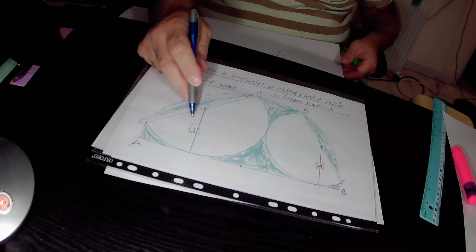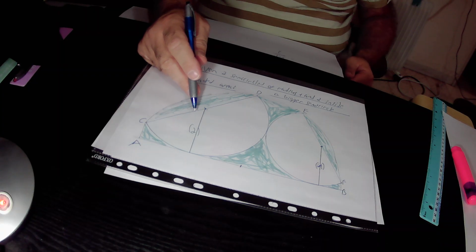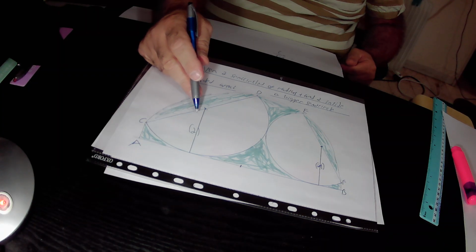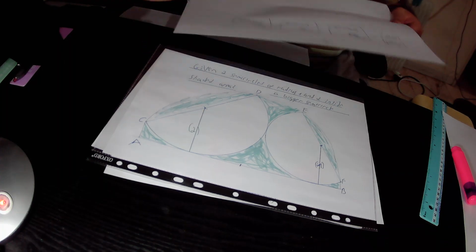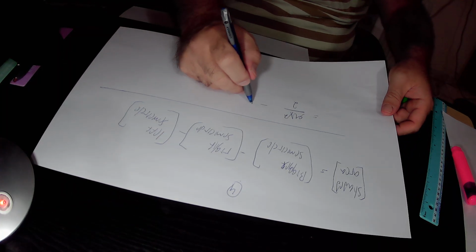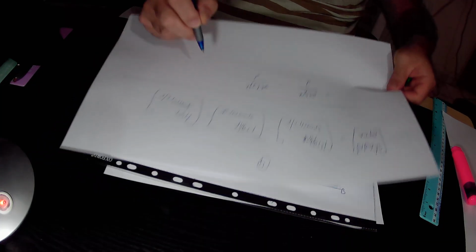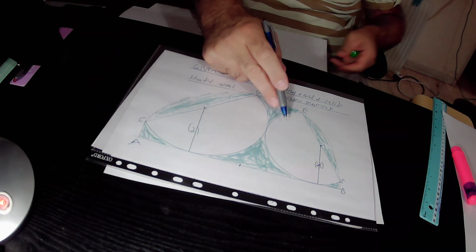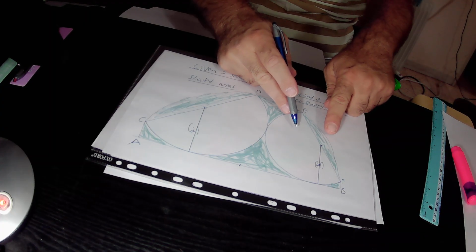Minus the area of this right semicircle. We know that the radius of this right semicircle is 2, therefore the area must be equal to pi 2 squared over 2. It's minus pi 2 squared over 2. Minus the area of this left semicircle. The radius of this left semicircle is 1, and therefore the area must be equal to pi 1 squared over 2.